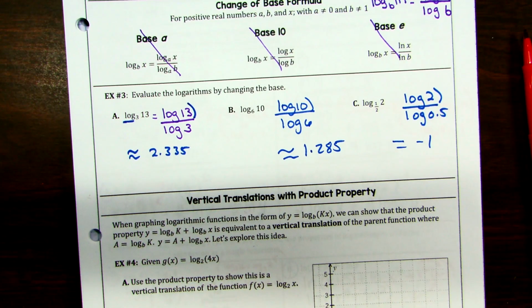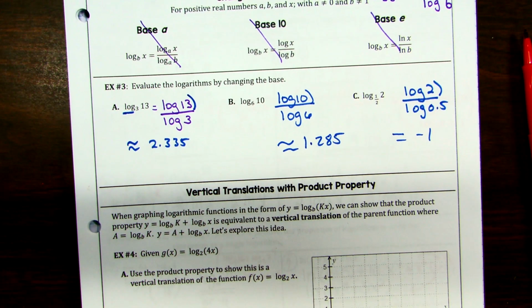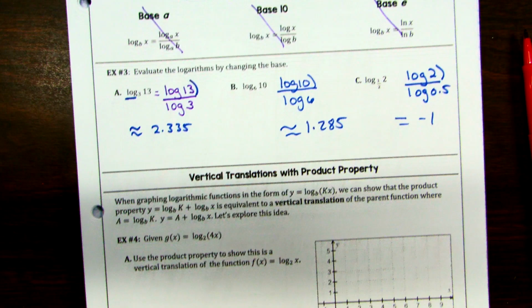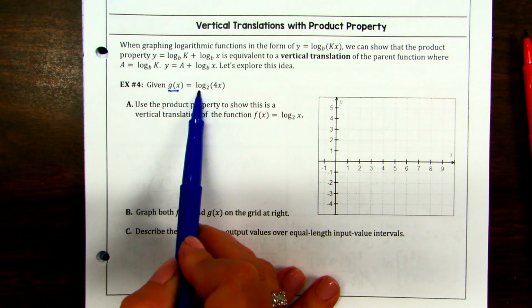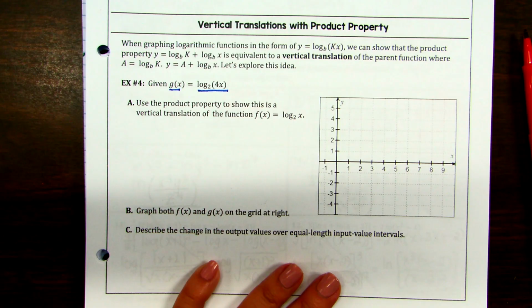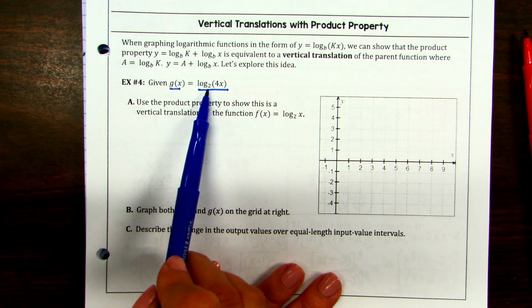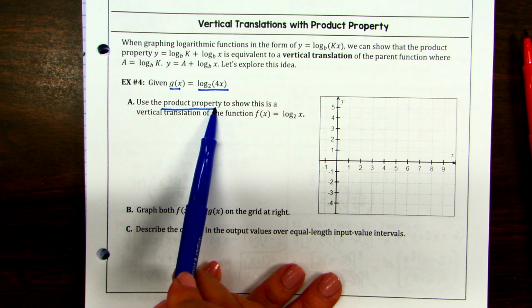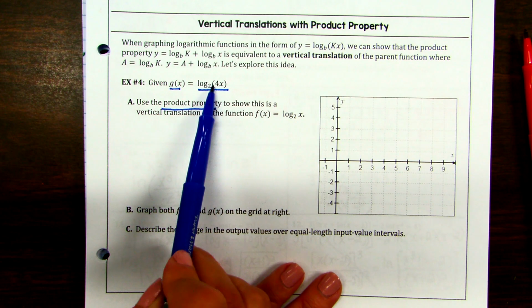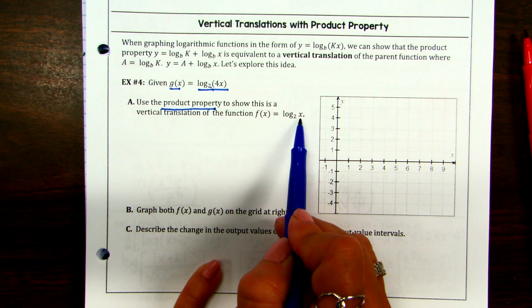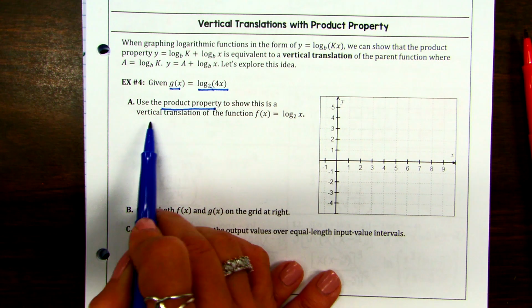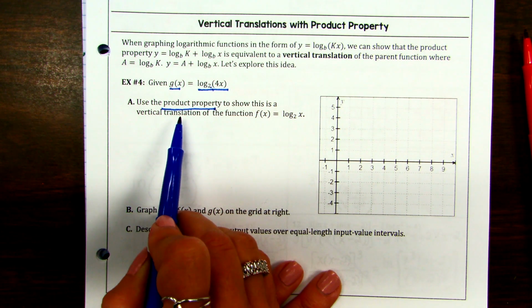Freebies, really. Last question. This is pretty cool. Given g of x is this, we're going to transform that by using the product property to show that this g of x is actually the parent function of log base 2 of x vertically translated. Really, really simple. But it's kind of a cool idea.